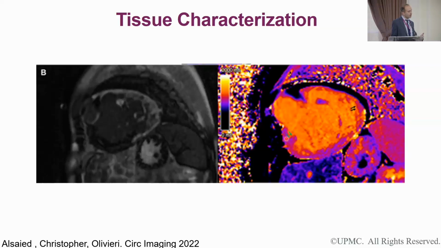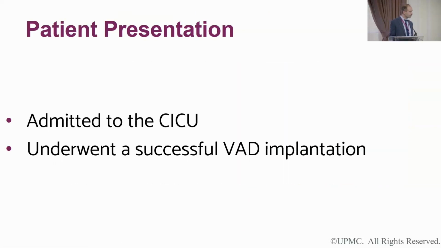And we can now look at the normal myocardium, which is this purple here, while these areas look thin and also look more orange. So the T1 value for these areas is elevated. That tells us that there is a scar there even without using contrast. So back to our patient, he was admitted to the cardiac ICU and underwent a successful VAD implantation.